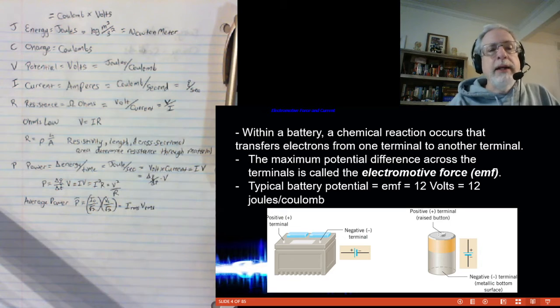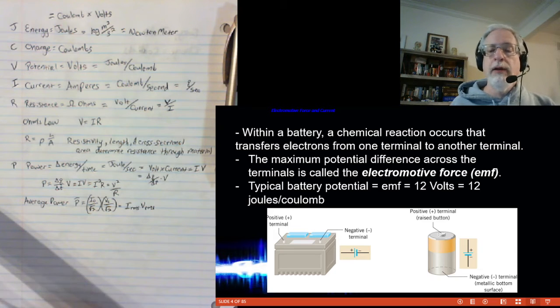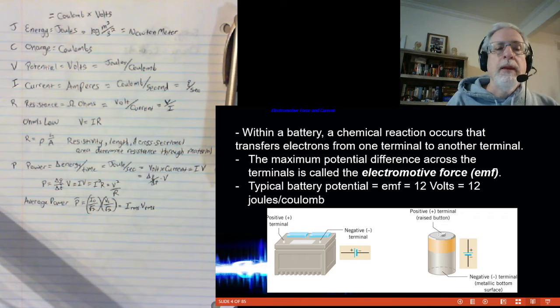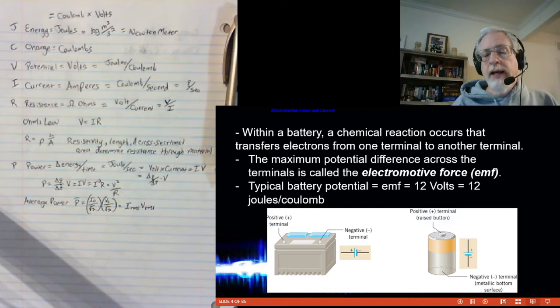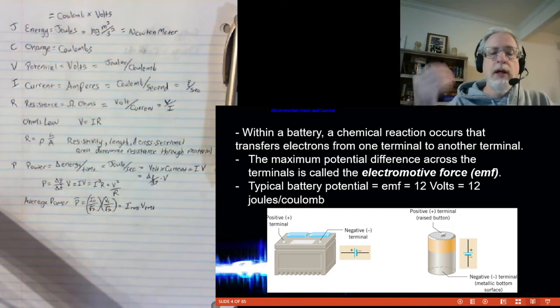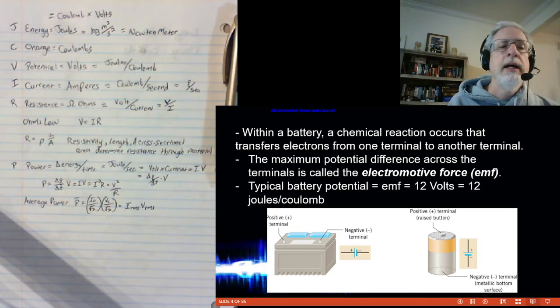Now, within a battery, we use a chemical reaction to transmit electrons. But really anything that can transmit electrons, like spinning a magnet around an electric field, different things that you can do, wind turbines, any kind of turbine, spinning a steel drum with a magnet inside and wires connected to generate electricity.